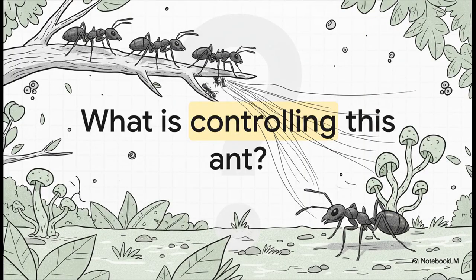So right away, you've got to be asking, how in the world did it get here? I mean, ants are ground animals, right? They live in colonies down on the forest floor. Something made this ant climb up high, bite down hard, and die in this exact spot. So what was pulling the strings?